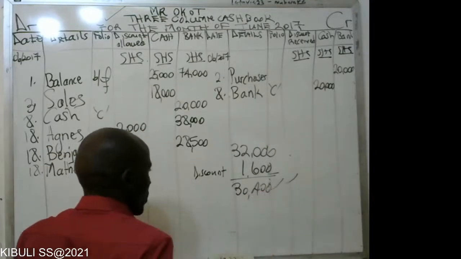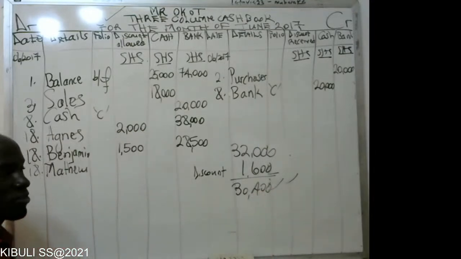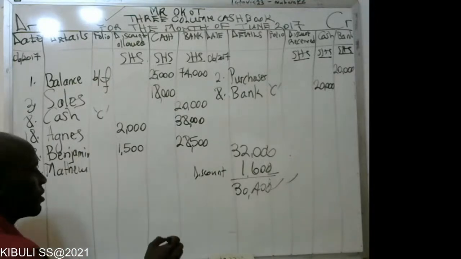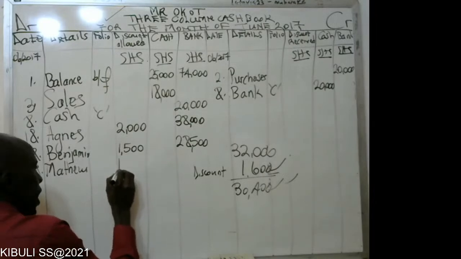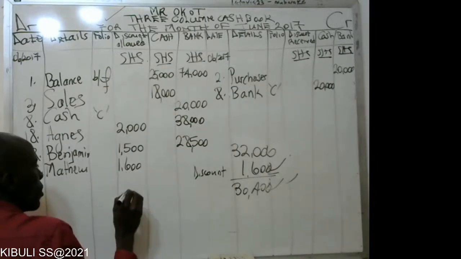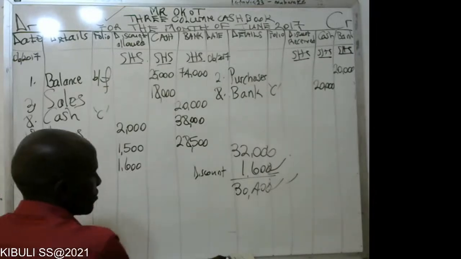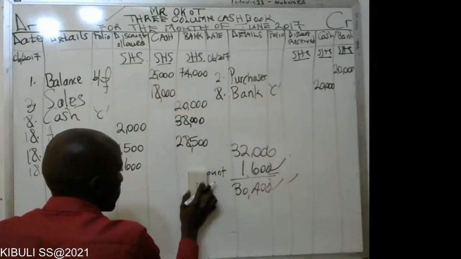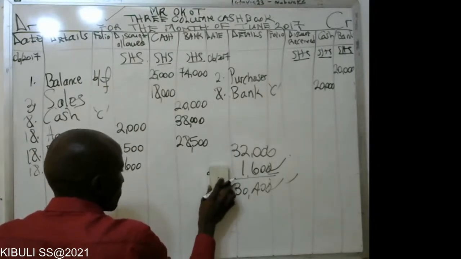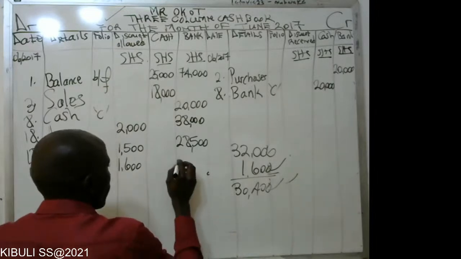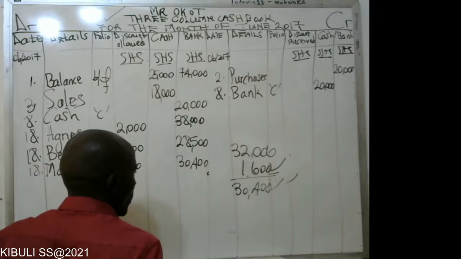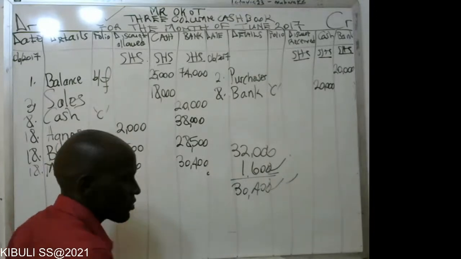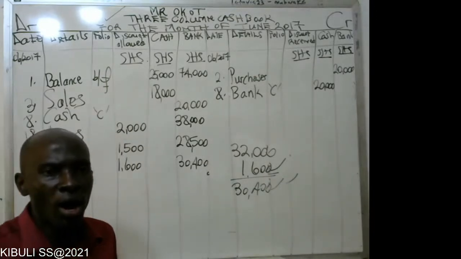30,400 shillings. So how much is the discount allowed? The discount allowed is 1,600, the discount allowed to Matthew. How much did Matthew pay us actually after the discount? Matthew gave us 30,400 shillings. So class, that is how we record our discount.